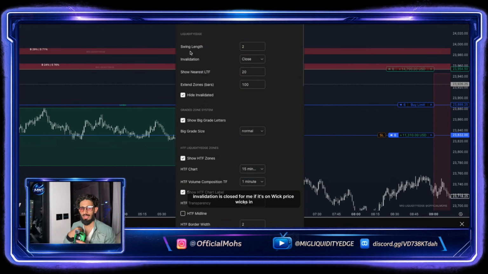Invalidation is close for me. If it's on wick, price wicks in, it cancels it, it invalidates the actual block. However, I keep it on close because I feel an invalidation is stronger if the candle closes through that specifically.